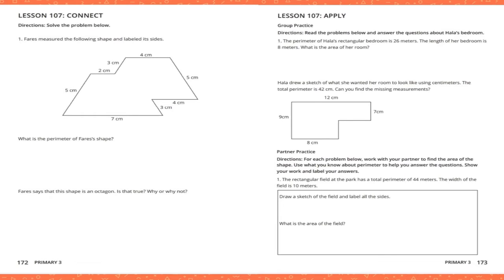Lesson 107, the connect part. Let's take this exercise as a homework and move to the apply part.